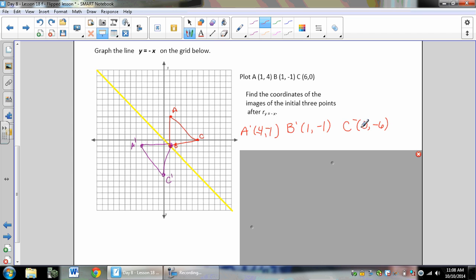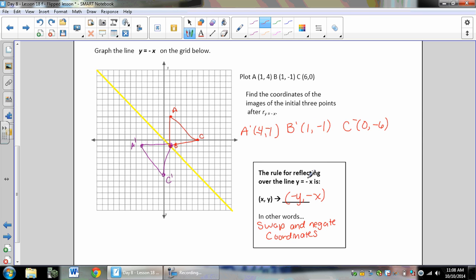So on A and C, it kind of looks like we reversed the order and negated them both. But on B, did we do that? Well, yeah, we did, because if I reverse the order, it becomes (-1, 1), but then negated, I get (1, -1). So long story short, the rule for reflecting over y equals -x is (-y, -x). You swap and negate the coordinates.